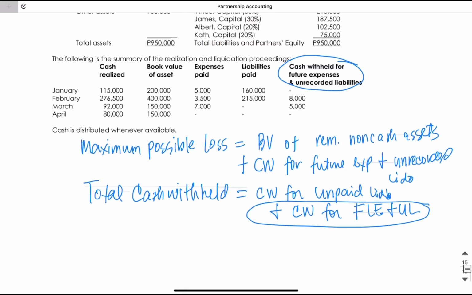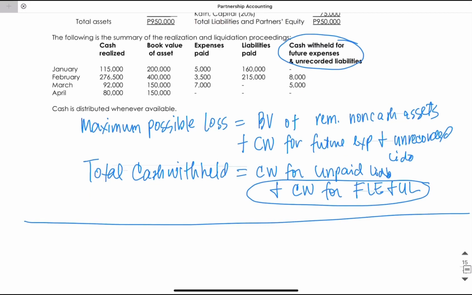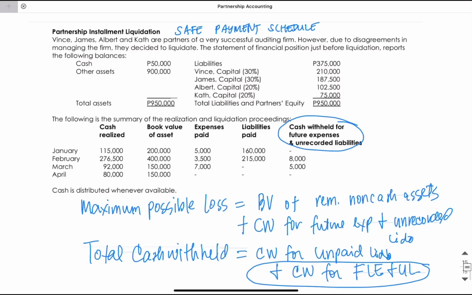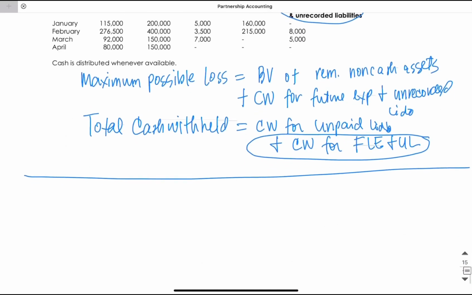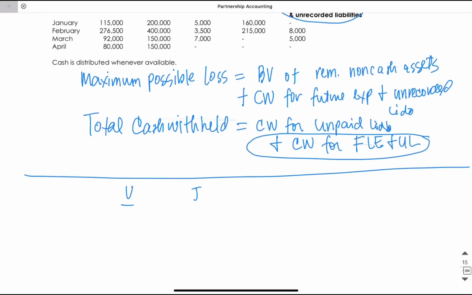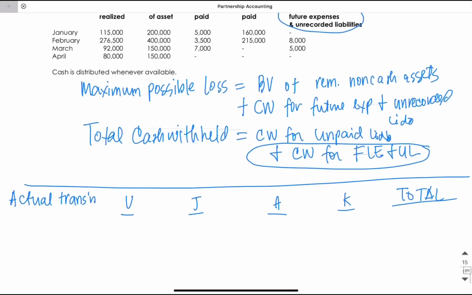Okay, so now we have to account for the transactions affecting the capital accounts of the partners. So Vince, James, Albert, and Kath. Then we have total. Okay, so this schedule is pertaining to the actual transactions. This is different from the safe payment schedule. Okay, so accounting of actual transactions.